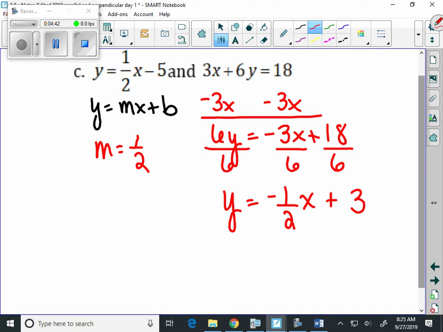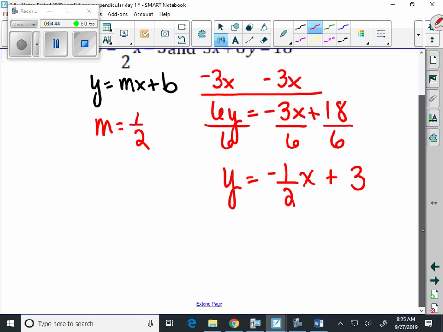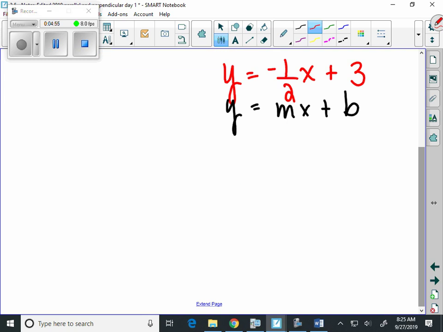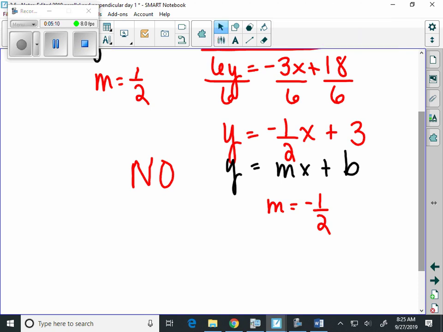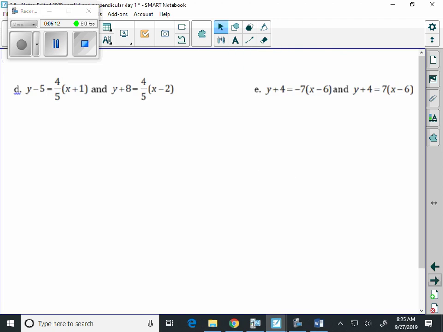And then lastly, what we need to take a look at here is, well, what's the slope of this line over here? Here's y equals mx plus b. And what we see is that the slope of this line is negative 1/2. Negative 1/2, positive 1/2. No. Parallel lines have the same slope. Last two examples on this idea here.